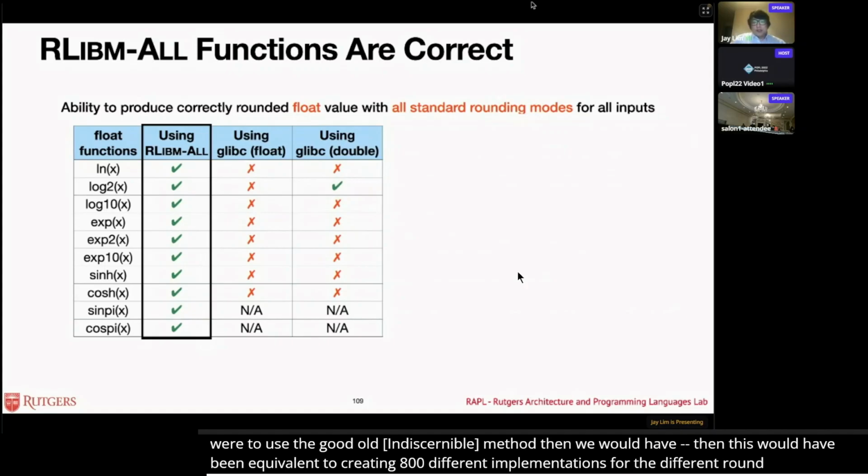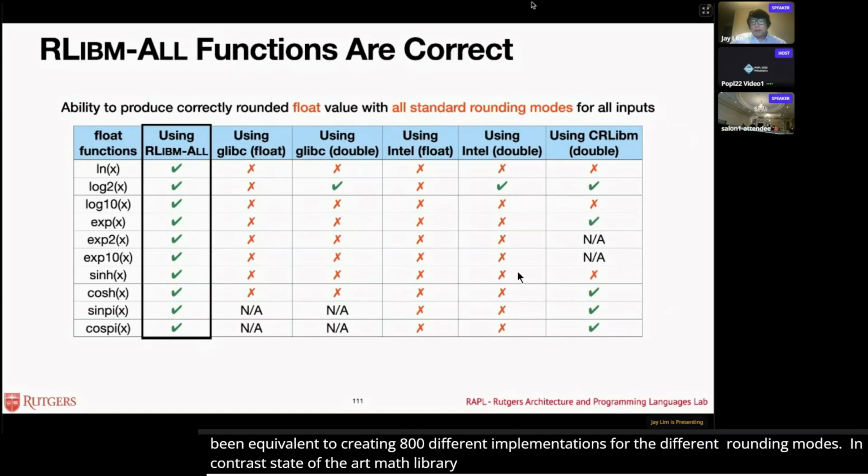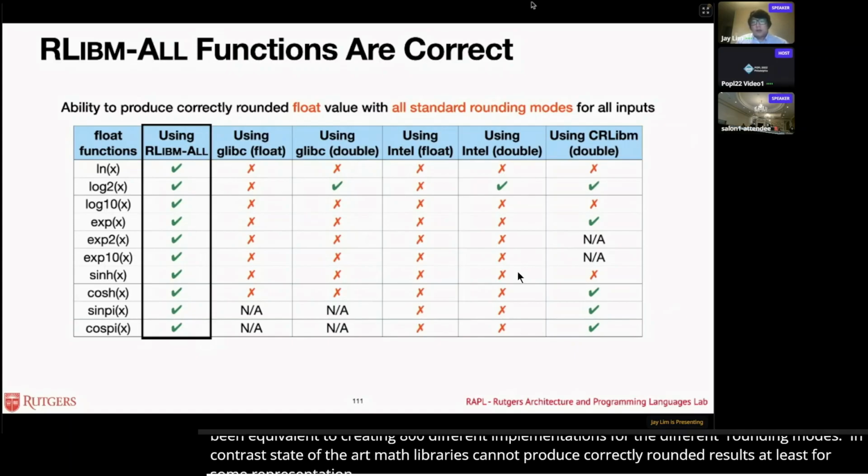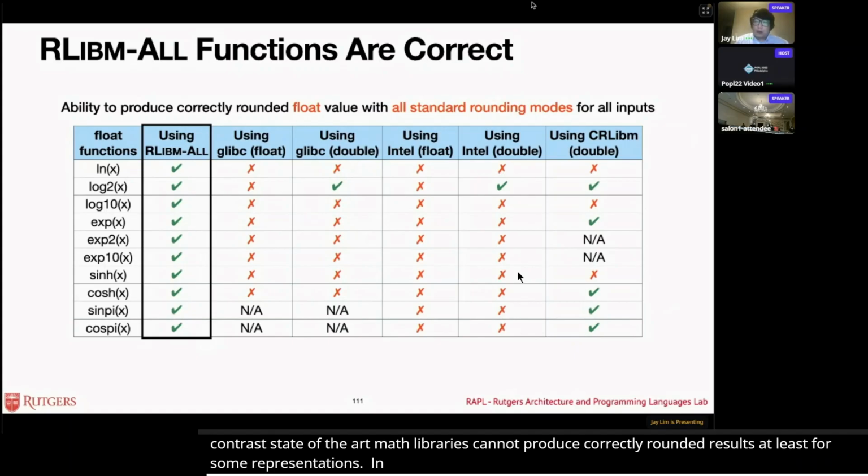In contrast, state-of-the-art math libraries like glibc, Intel, and crlibm do not produce correctly rounded results, at least for some representations, some rounding modes, and some elementary functions for some inputs that we have tested. And the reason, again, is the double rounding error that RLibMall has avoided by using the round to odd rounding mode.